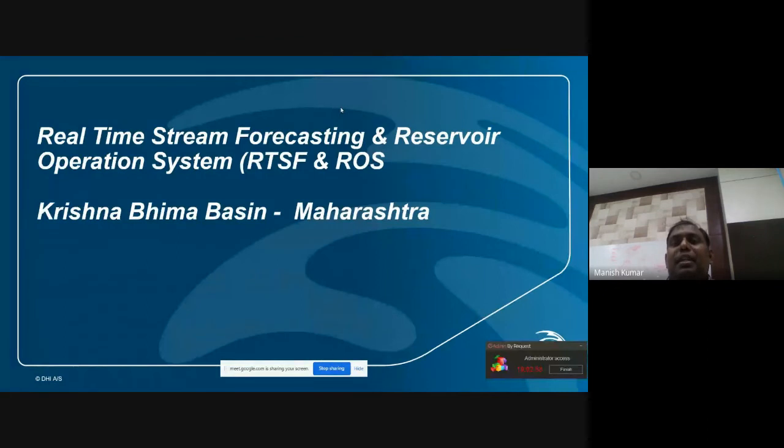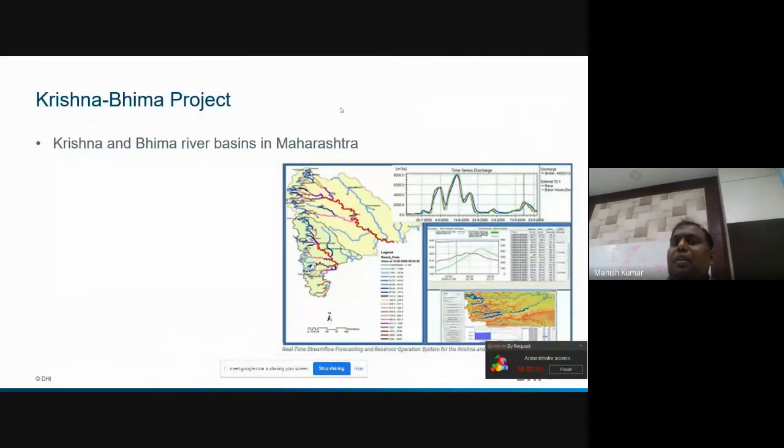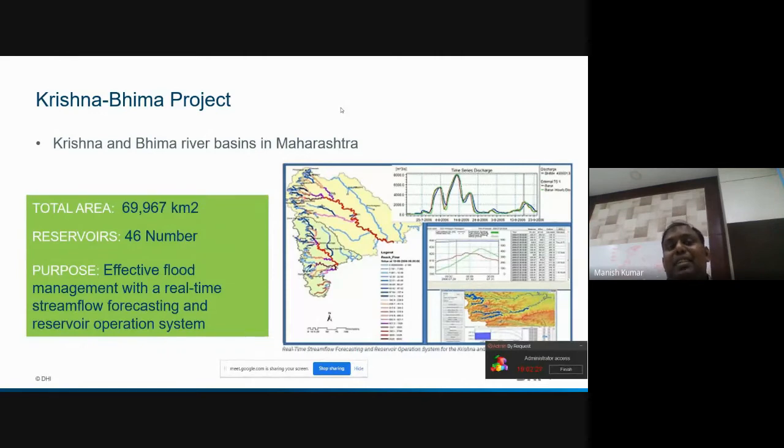In the Krishna Bhima project, there are 46 reservoirs, and there is huge rainfall in the upstream area and almost no rainfall in the downstream area. The upstream area, due to high rainfall, always gets flooded, and there is a scarcity of water in the downstream area. So an effective flood management and reservoir operation system is required in the Krishna Bhima project.